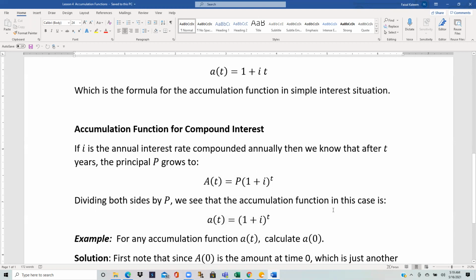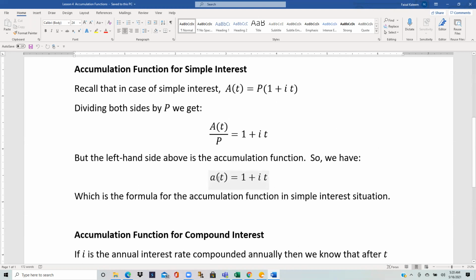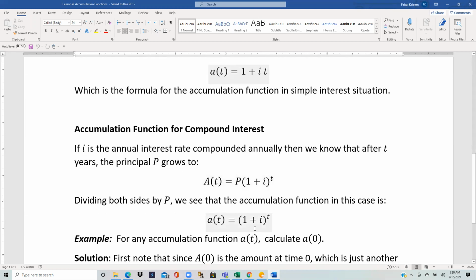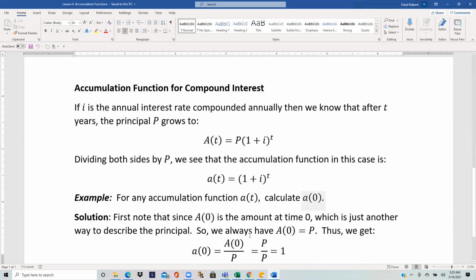Okay, so let's look at an example. For any accumulation function a of t, calculate a of 0. And that's a very important example because the a of 0 that we will get here works for every kind of interest. Right now we calculated the accumulation function of simple interest first, and then of compound interest. But you could have different kinds of interest, and for each of them you can calculate the accumulation function. But it turns out that no matter what the type of interest is, a of 0 will always be the same for all of them. And let's see what that would be.